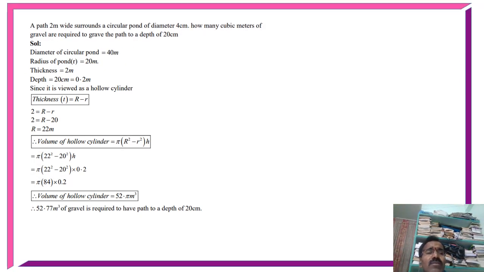Again, a path 2 meters wide around a circular pond of diameter 4 meters. How many cubic meters of gravel are required to gravel the path to a depth of 20 centimeters? So again, here also we'll use the concept of volume. The thickness is the larger radius minus the smaller radius, so we get here capital minus smaller.